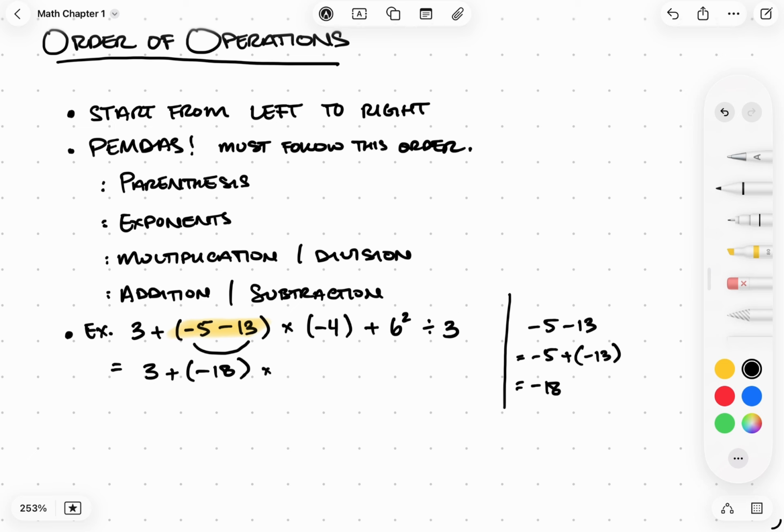Then I'm going to multiply -4 plus 6 to the power of 2 divided by 3. You're not going to really have powers in this unit, but I just wanted to include one because that's the next part. So we're done with all the parentheses. Now we have exponents. I see that I have an exponent right here. So now that's the next one I'm going to work on.